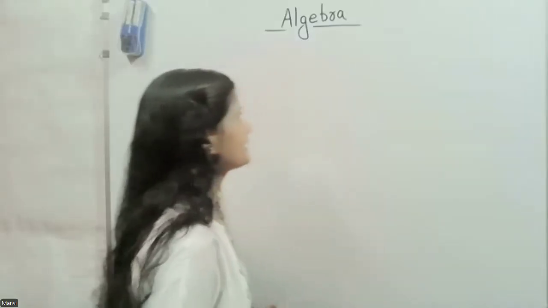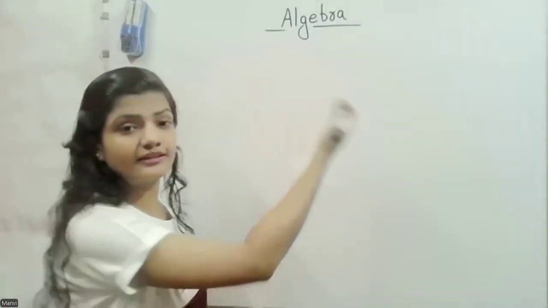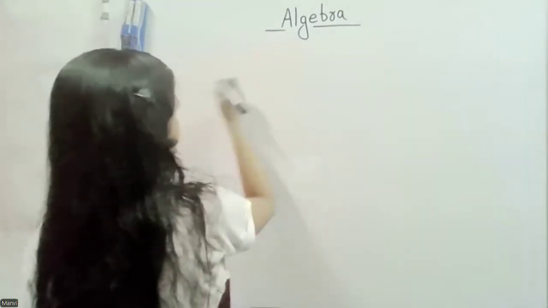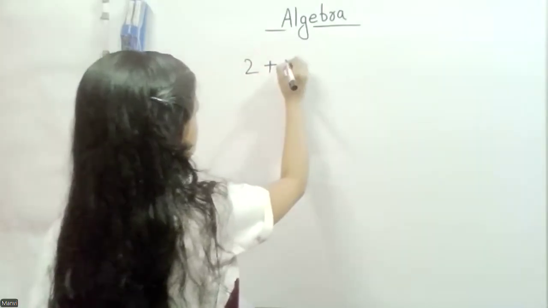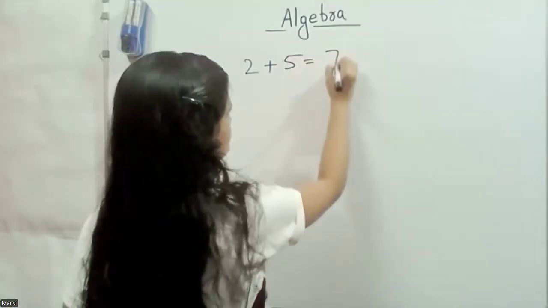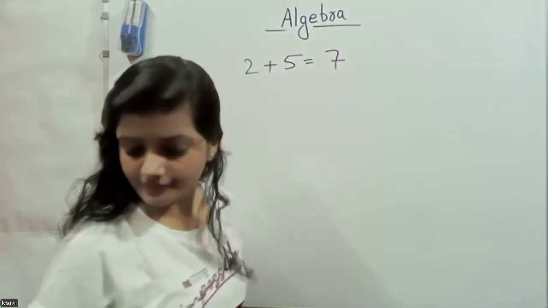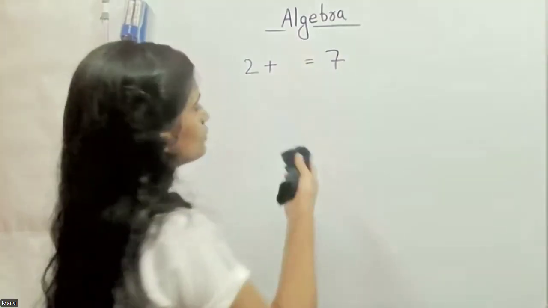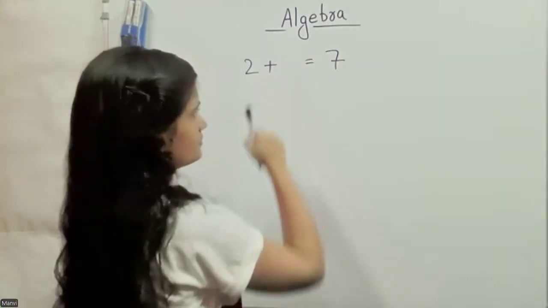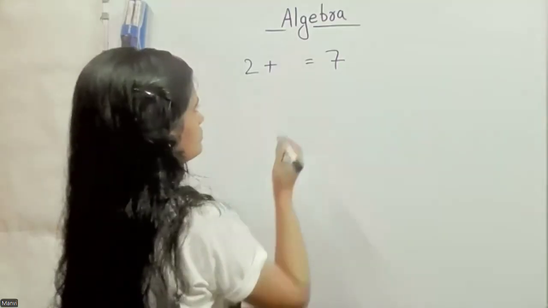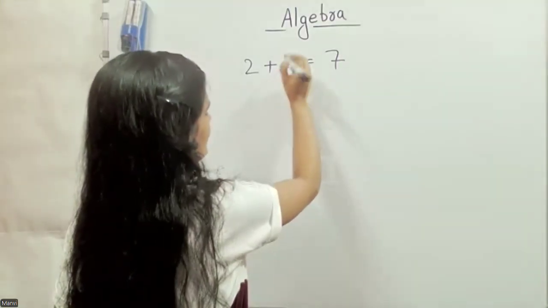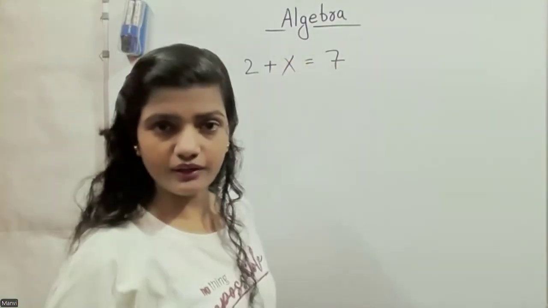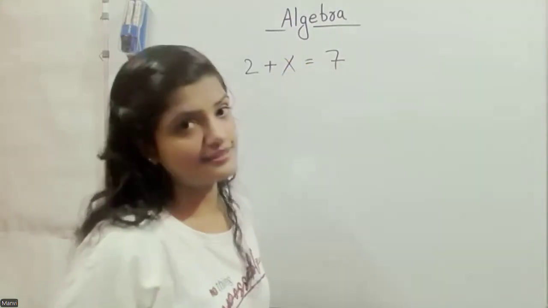We just replace an unknown number with a letter. For example, we know that 2 plus 5 equals 7. And sometimes they may ask something like this: 2 plus what equals 7? For this unknown value, sometimes they replace it with an algebraic symbol like x, y, z. So this is actually algebra.